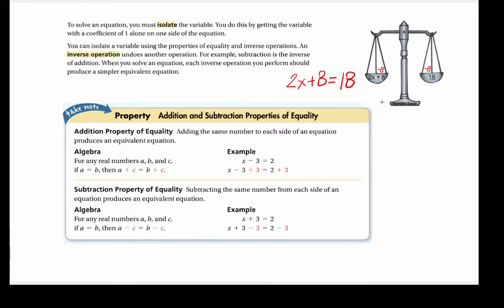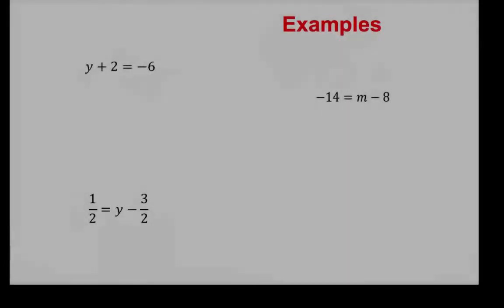We have addition and subtraction properties of equality that we will use anytime we're solving an equation. These are probably the most common ones that we'll use. The addition property of equality states that adding the same number to each side of an equation produces an equivalent equation. So in general, for any real numbers a, b, and c, if a equals b, then a plus c equals b plus c. So if we add c to both sides, the equation does not change. Same thing with subtraction. For all real numbers a, b, and c, if a equals b, then a minus c equals b minus c.